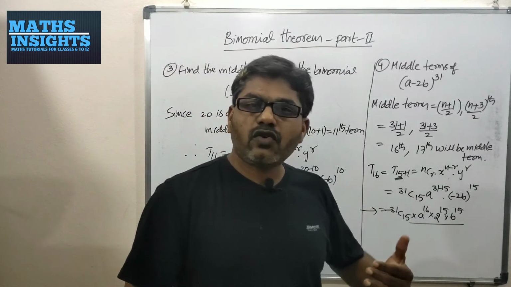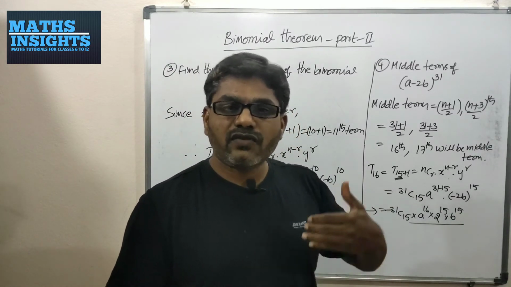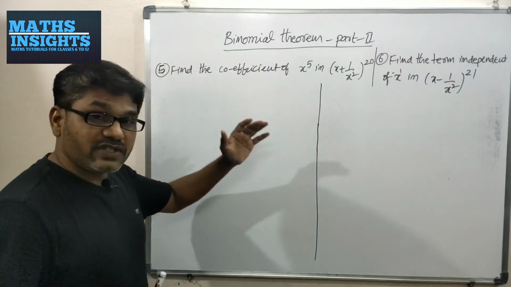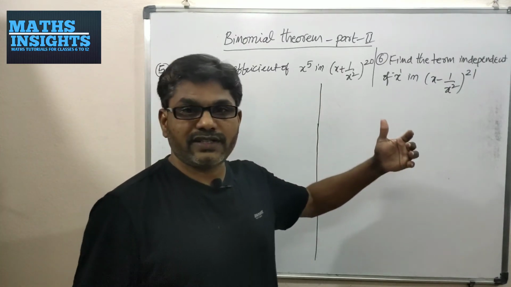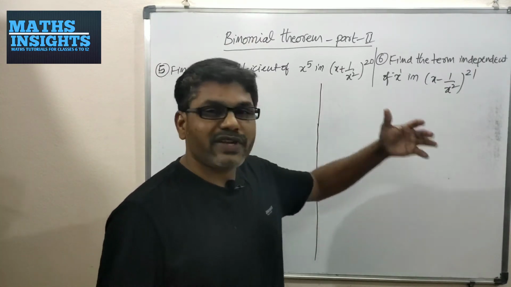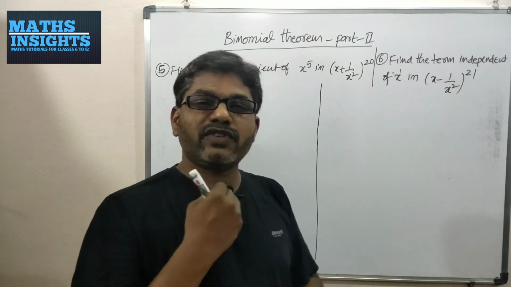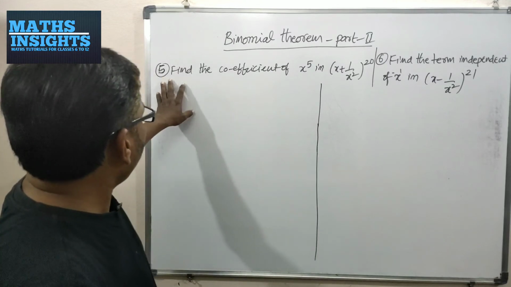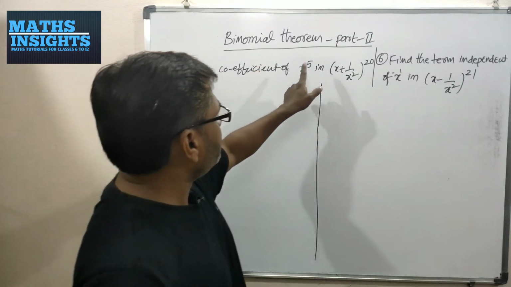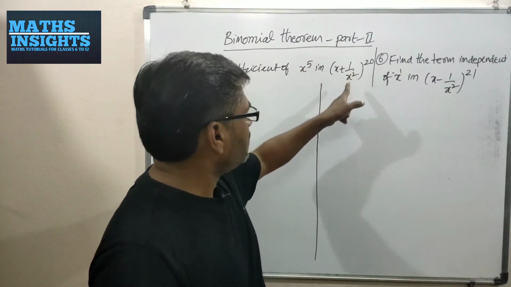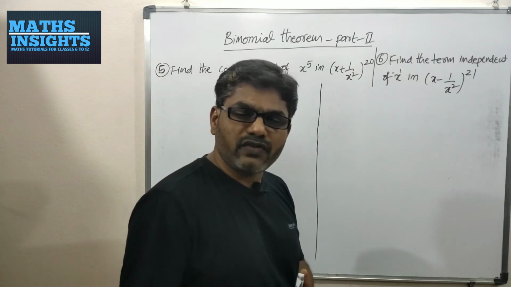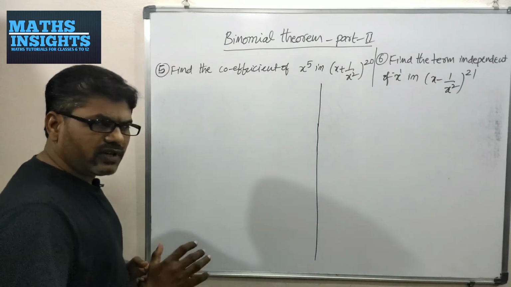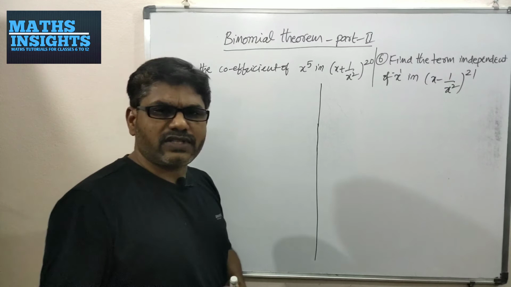Okay, now I will go to another problem which is different from this. It seems difficult and different, but it is based on the same concept which we already came across in this video. In the fifth problem, they are asking for the coefficient of x power 5 in (x plus 1 by x square) whole power 20. For everything, you have to write the general term first.